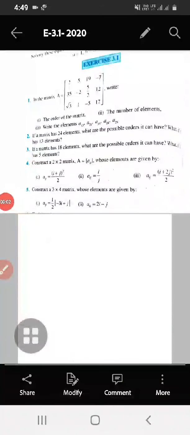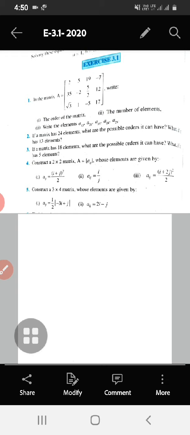Let us continue our class on matrices. In my previous video, I explained the definition of a matrix and types of matrices, the meaning of the order of a matrix, and how we denote the general notation of a matrix, A equals Aij, where Aij represents the position of the element. We discussed all these things in my previous video.